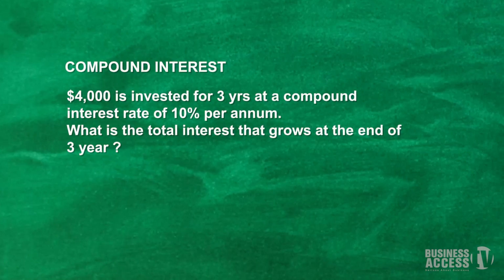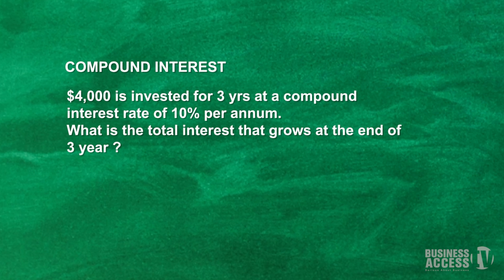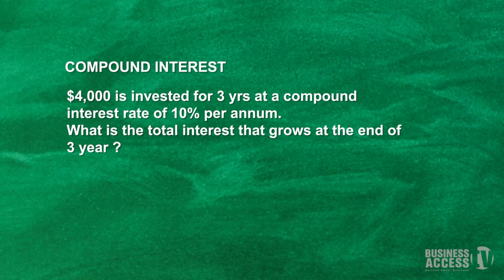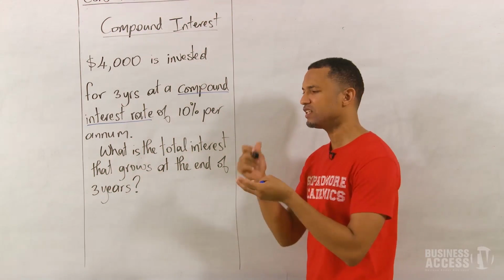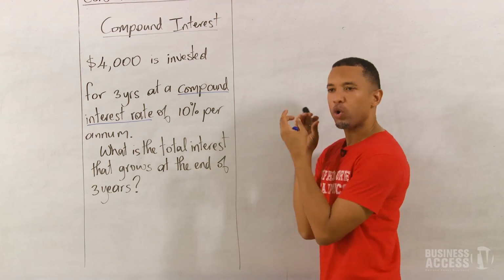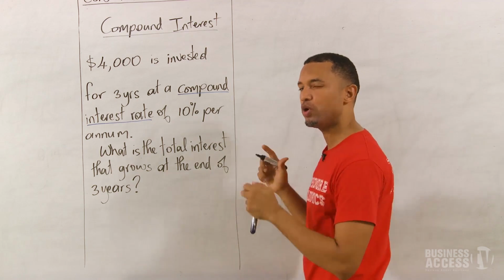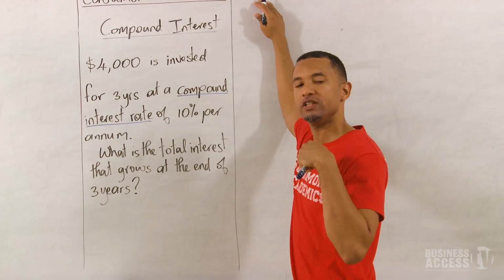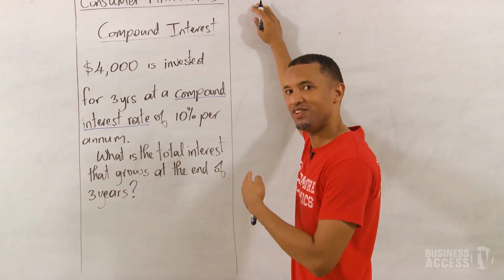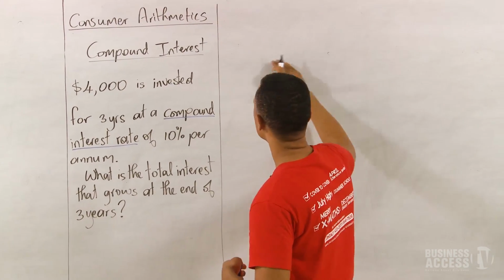Look at this scenario. I created a simple scenario. $4,000 is invested for 3 years at a compound interest of 10% per annum. We want to find what is the total interest that grows at the end of the 3 years. Now, ladies and gents, let's just really see how compound interest works. It's very important, especially if you're looking to go into investment. All right, so let's go.